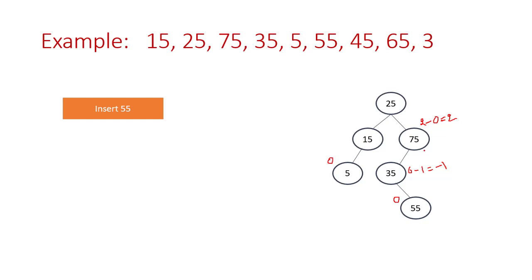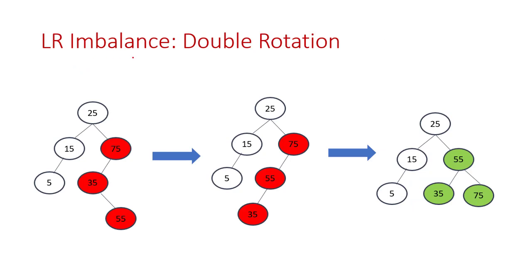So how this imbalance occurred? This imbalance occurred by inserting a node at left of right. This is the type of LR imbalance. When you have LR imbalance, we have to do double rotation. Already we have seen AVL rotations in the previous video.